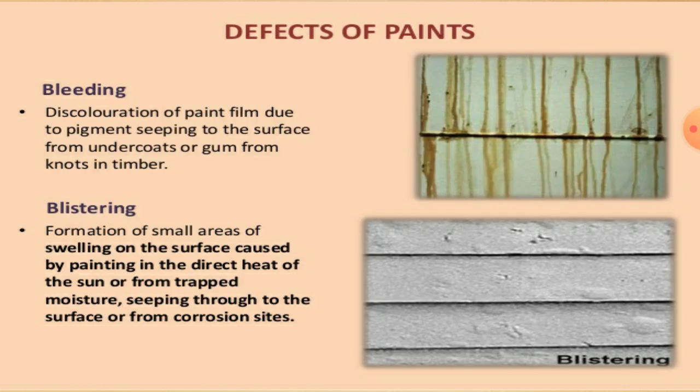Then defects of the paints. Bleeding can occur on the paints. This bleeding means the discoloration of the paint film due to the pigment seeping to the surface from the undercoats or the gum from knots in timber. Next defect of the paint is blistering, that is the formation of small areas of swelling on the surface caused by painting in the direct heat of the sun or from trapped moisture seeping through the surface or from corrosion sites.